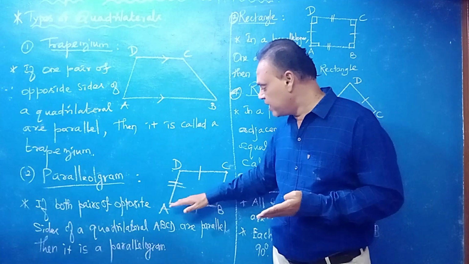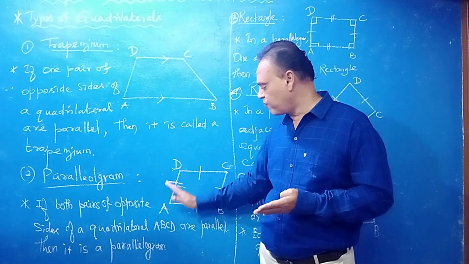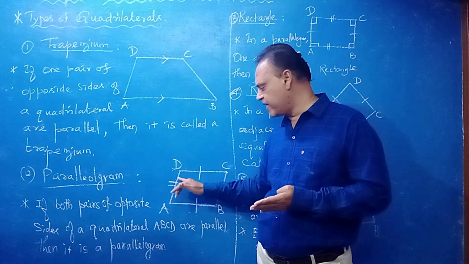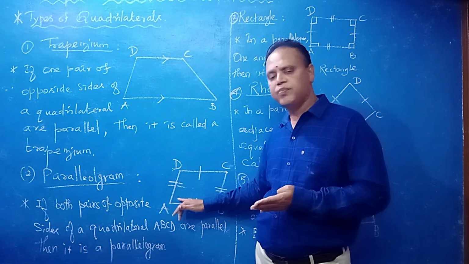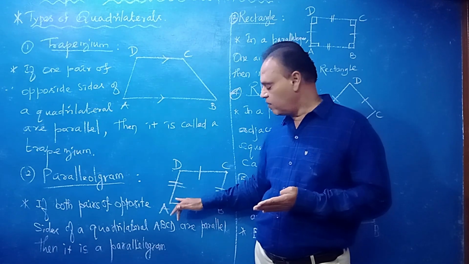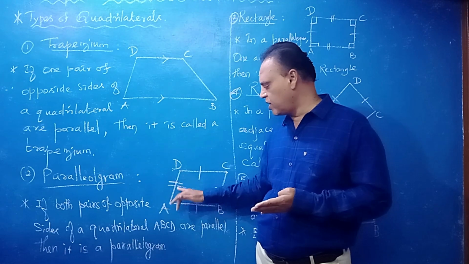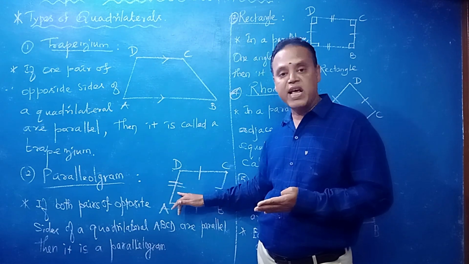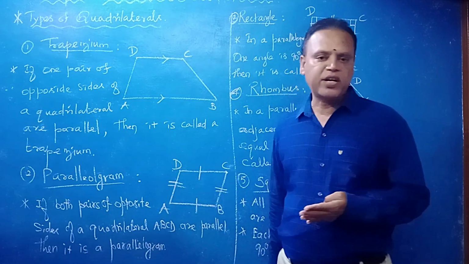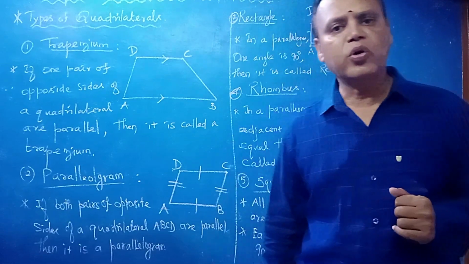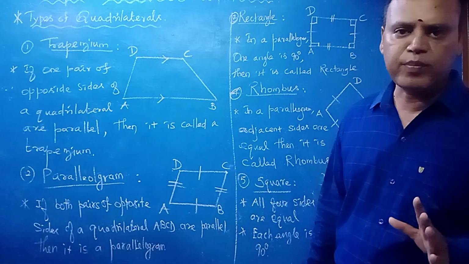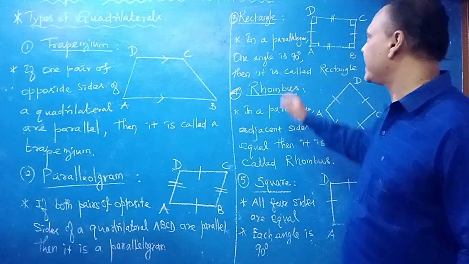Interior angles on the same side of a transversal. These two are parallel and this one is the transversal, so the interior angles on the same side sum to 180 degrees. Always remember the sum of the interior angles on the same side of the transversal is 180 degrees. These are the four properties you have. Next, we come to the rectangle.